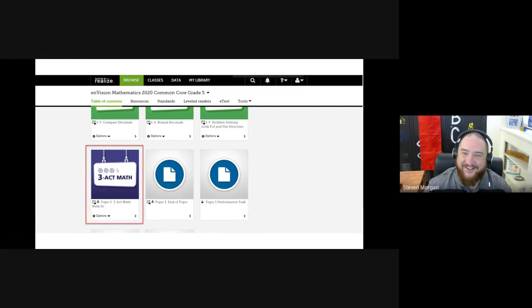But here's what you're looking for. You're looking for this purple icon inside of Envision, and that's the 3-act problem along the way. I cannot speak more highly of 3-act problems. If you are wanting more information about 3-act problems, either get with me, but you can also look up Dan Meyer on the interwebs. He is the authority, if we're going to use the CRAP test, I guess. He is the authority on 3-act problems. At least I think he is.